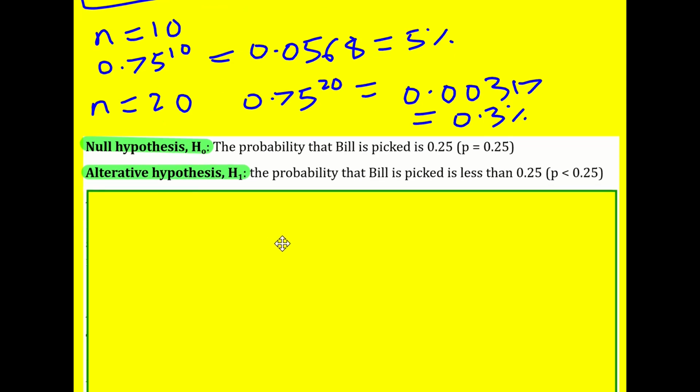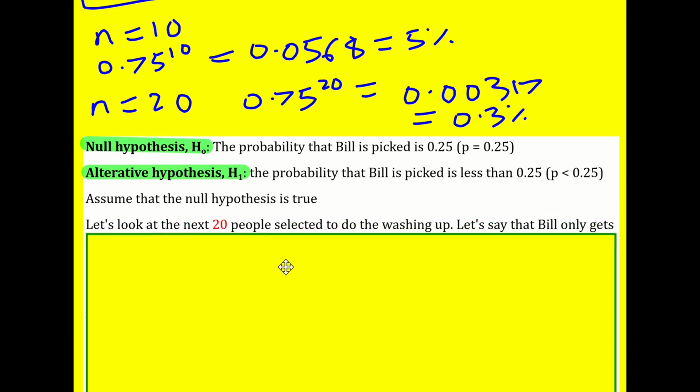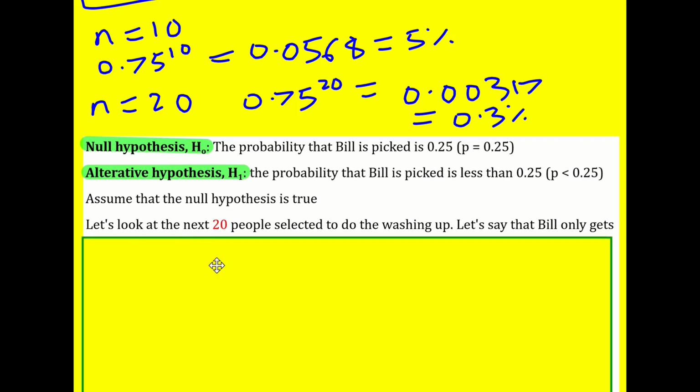What do we do then? Now we assume that the null hypothesis is true. Like I said before, that's the one we can do calculations for. So we assume that's true and investigate it. Then you take a sample. In this case, you might look at the next 20 people selected to do the washing up. I've just chosen 20 here; that's why I've written it in red. You might choose the next 50. You might choose the next 5. The issue with 5 is that there's a good chance that he might not be picked. So you need your sample to be reasonably large.